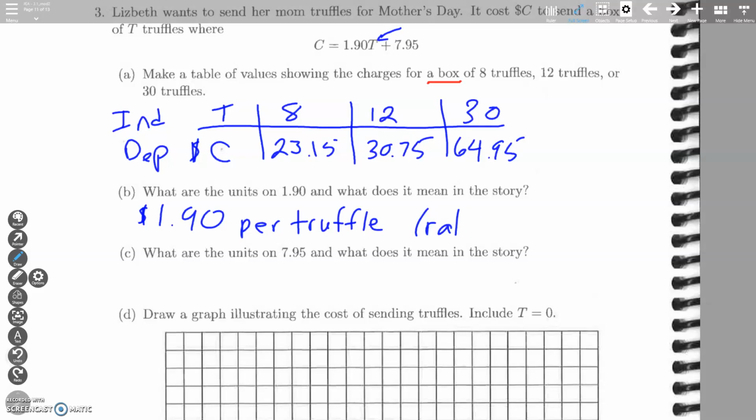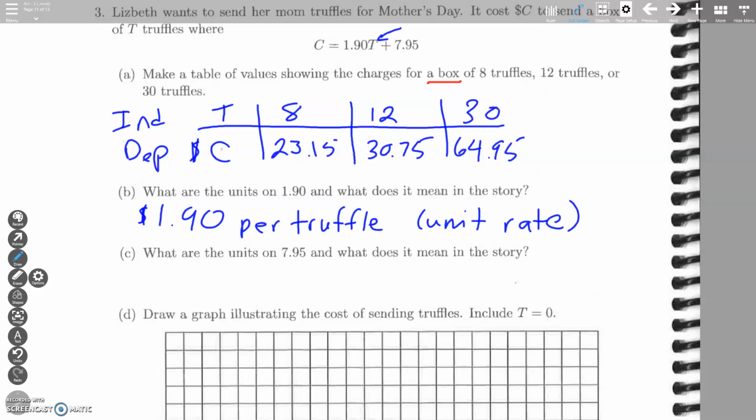Let me put unit rate on there. This is our unit rate. This is how much one truffle would cost. Called our unit rate. Our rate of change, or our slope. It's even our slope. We've talked about slope before. It's how fast the numbers change.